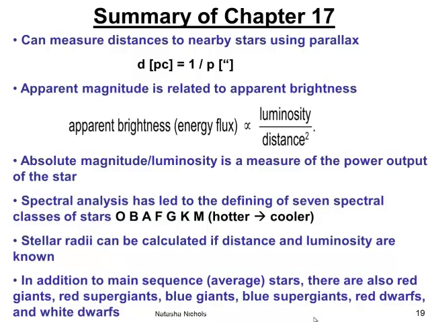Stellar radii can be calculated if the distance and the luminosity is known. In addition to the main sequence, the average stars, which is about 90%, there are also the red giants, red supergiants, blue giants, blue supergiants, red dwarfs, and white dwarfs.